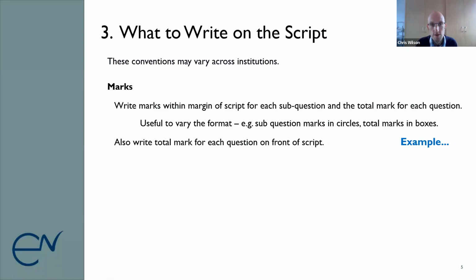Sometimes it's quite useful to use different formats so that people can distinguish between a part mark and a question mark. I tend to use circles for sub-questions and then a total mark for each question in boxes, as I'll show you in a moment. Then, depending on the process, often at the front of the script there'll be a summary box where you have to write the question marks as well.